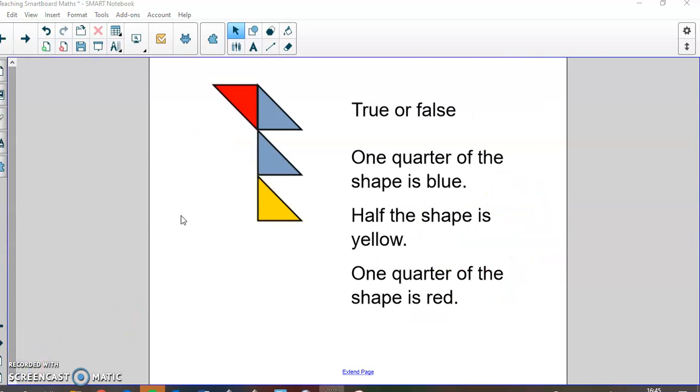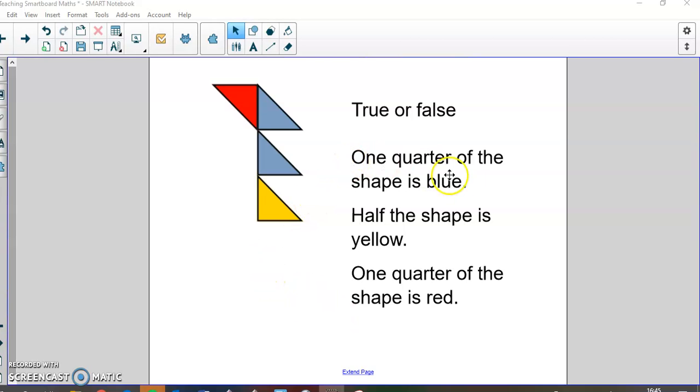And let's have a look at this set of true or false questions. So this is a shape here, and it is made up of 4 triangles that are the same size. So is it true or false that 1/4 of the shape is blue? Have a think what your reason would be. That half the shape is yellow, that 1/4 of the shape is red.